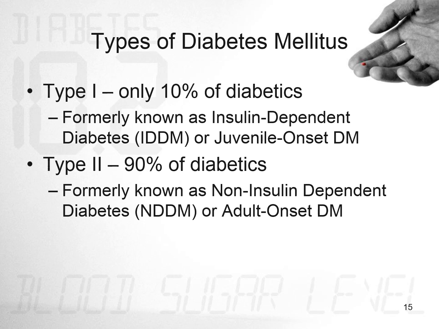So let's talk about type 1 and type 2. Type 1 diabetes constitutes only 10% of our diabetics. It's formally known as insulin-dependent diabetes or juvenile onset diabetes. And type 2 diabetes actually constitutes 90% of our diabetics. It's formally known as non-insulin dependent diabetes or adult onset diabetes.